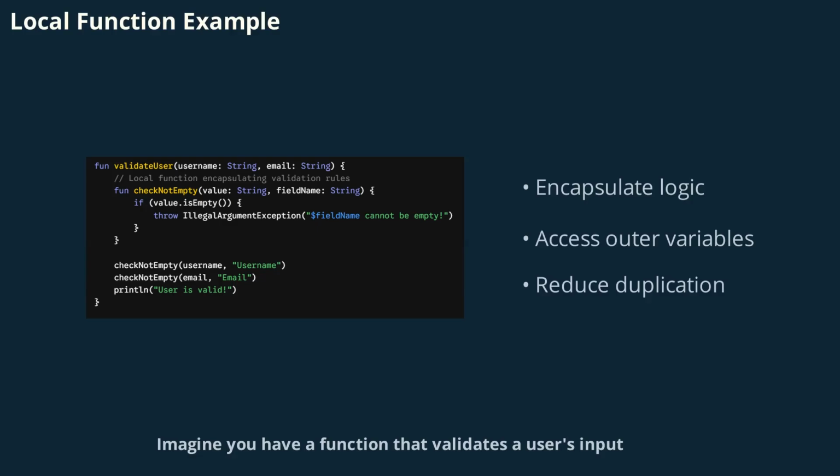Imagine you have a function that validates a user's input. You can define a local function called checkNotEmpty inside your main function to check if a value is empty. This local function can access the parameters of the outer function, making your validation logic more organized and less repetitive. It's a simple way to keep related code together.